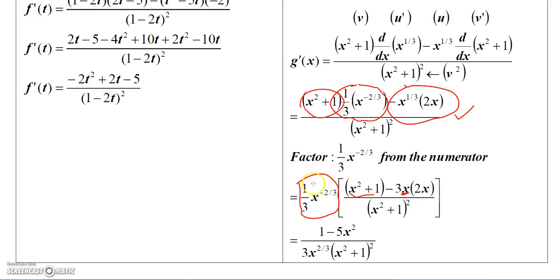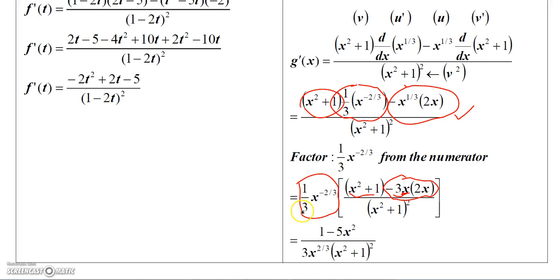And now when you divide by 1/3, that's the same as multiplying by 3. So that's where the 3 came from. And then the 2x was already there. So now I have x squared plus 1, and since this is minus 6x squared, then x squared minus 6x squared is minus 5x squared, so I'll just have 1 minus 5x squared in the numerator.